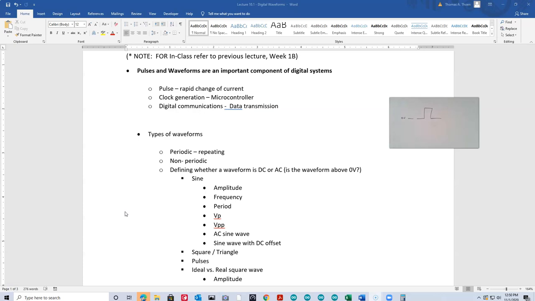A pulse is basically a rapid change of current, which also represents a rapid change of voltage typically. For example, we might have a pulse that ranges from 0 volts to 5 volts for a short period of time. This might be as short as nanoseconds or microseconds, depending on how fast the system is.